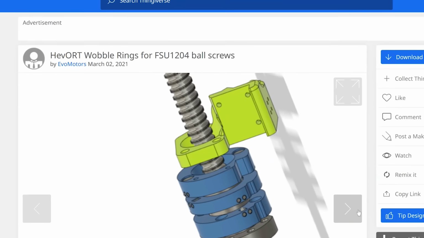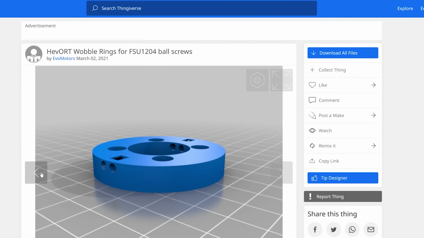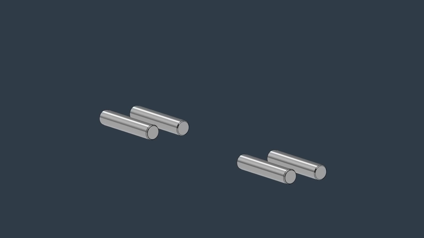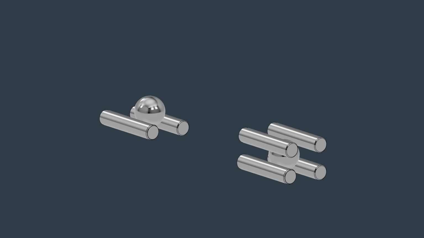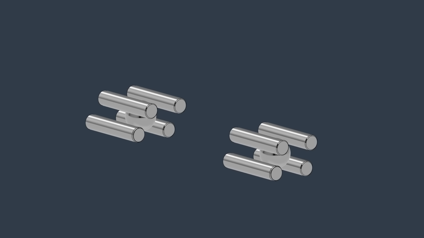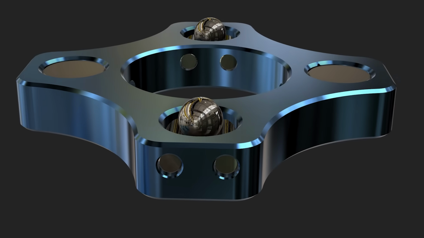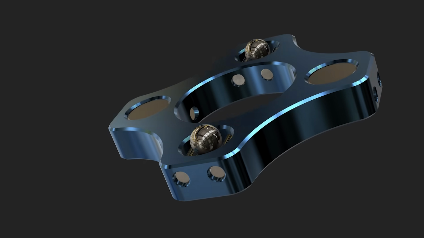This is where my good friend Evomoto from the HevORT community came up with this great idea. Using metal pins to form pairs of rails, and metal balls in between those pairs of rails, to allow radial deviation while keeping a perfect track of rotation. A few iterations later, and we now have a compact and efficient system. The WobbleX isolators were born.